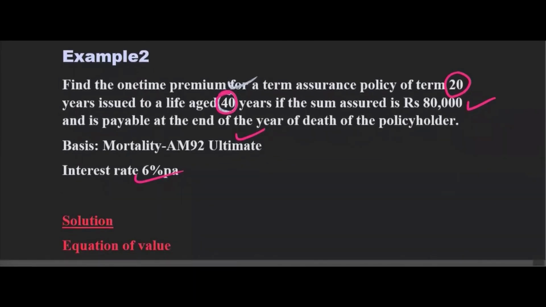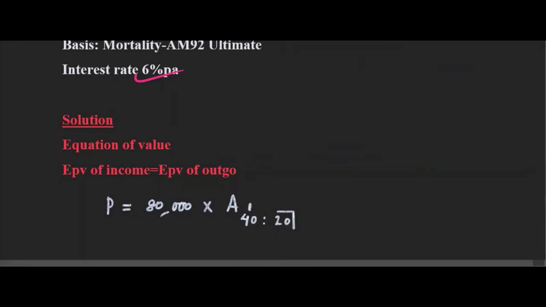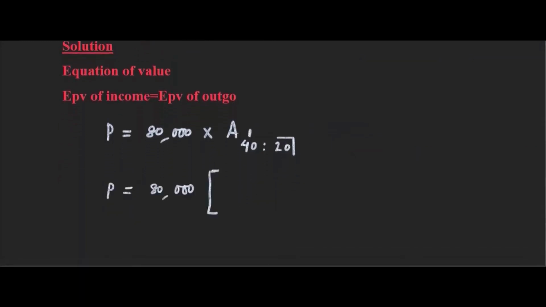P is equal to always 80,000 into A40 20. Okay, that's all. And one here. Okay, so how to get this one? Any idea? Remember, the term assurance values are not listed in the actuarial table. So there is no way you can see the table and find this. Then how can you do this one?